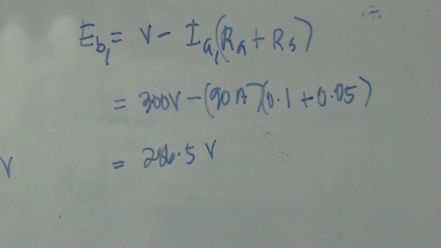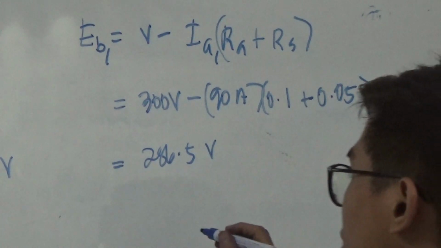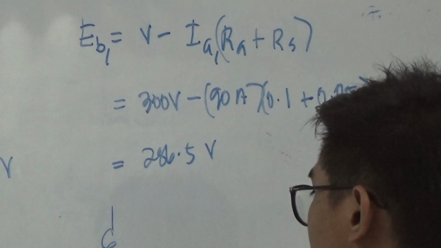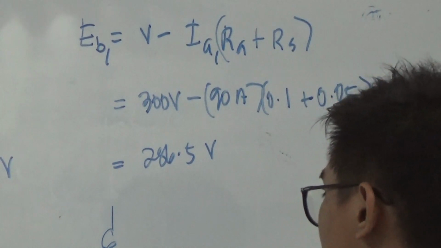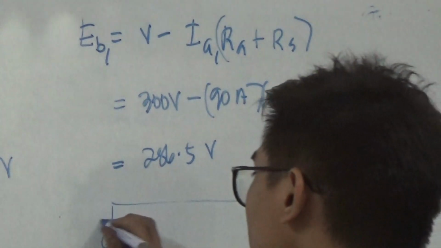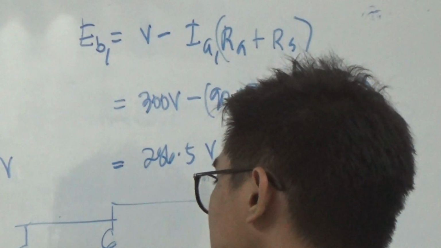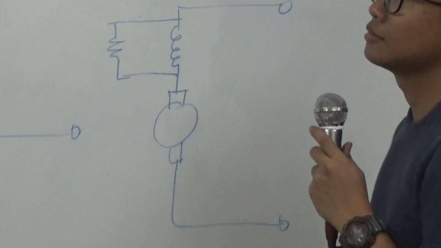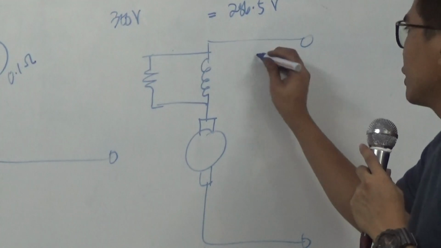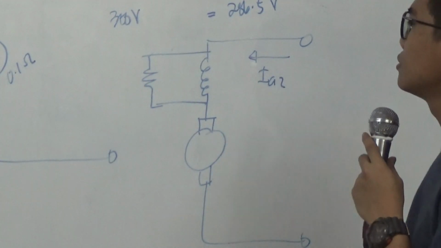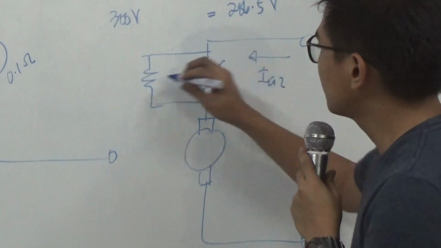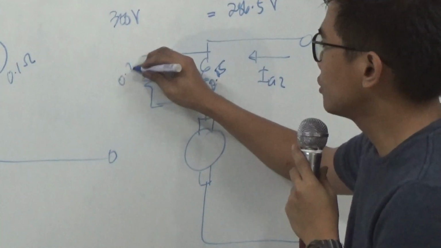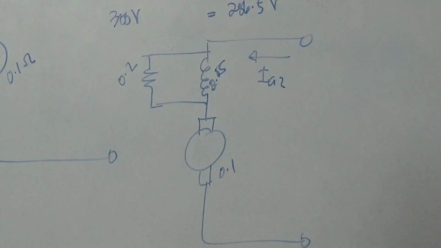286.5 volts. Ayan. So, sabi niya, naglagay siya ng diverter. Papasok na yung diverter natin. Lagay natin yung diverter para daw hindi uminit yung windings. Sabi nila. So ito, nagbago na. IA2. This is 0.05. Ito ay 0.2. 0.1. So sabi, nagbago na yun.